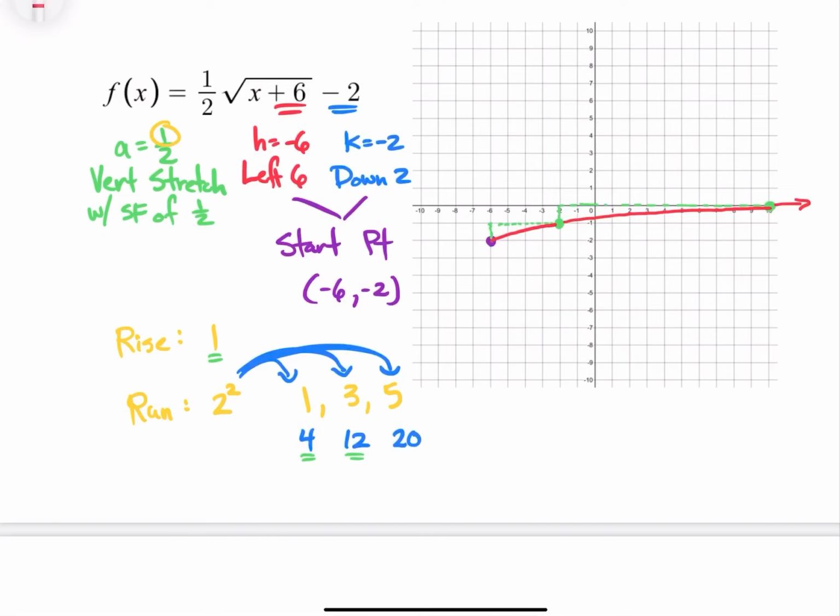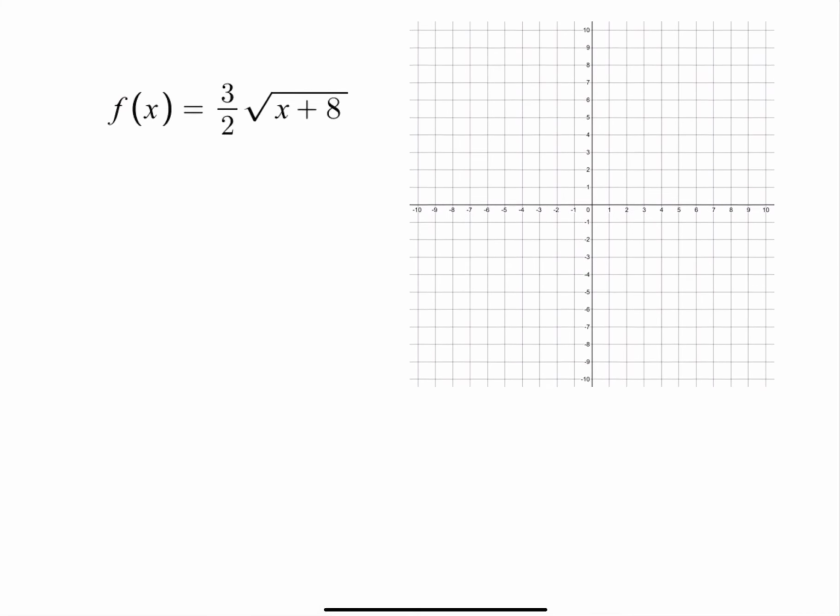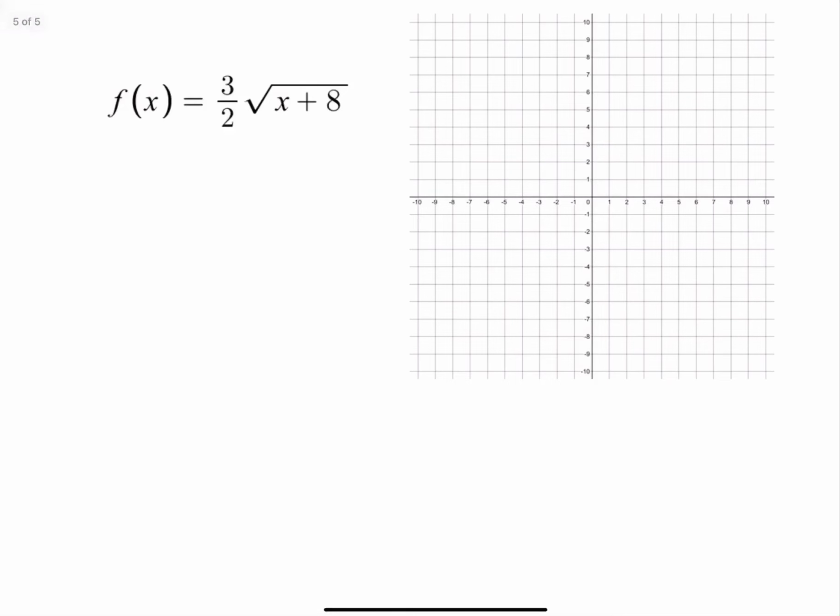All right, so let's go ahead and take a look at one more. And if we take a look at this one right over here, same thing. We do have an a value, and it happens to be a fraction. But this particular a value is actually going to enlarge our original parent function. And the reason why is because the 3 over 2 is 1.5, and that's greater than 1. So our a value is 3 over 2, and it is a vertical stretch, not a compression, because it is greater than 1. So it has a scale factor of 3 over 2. So it is going to get a little bit larger.